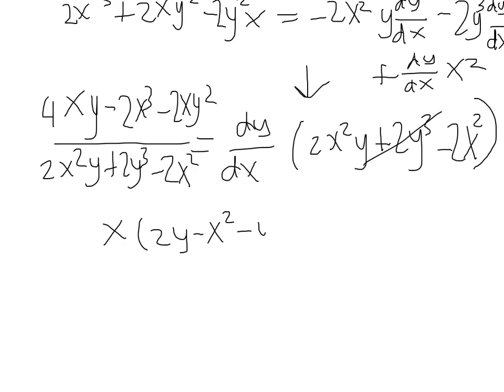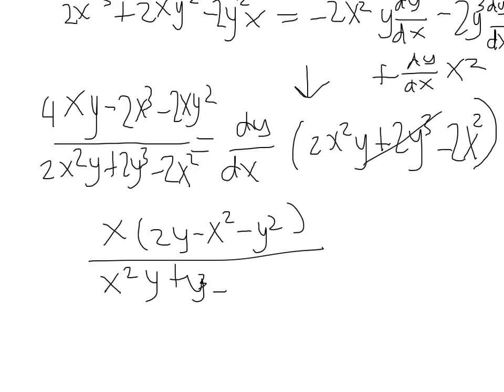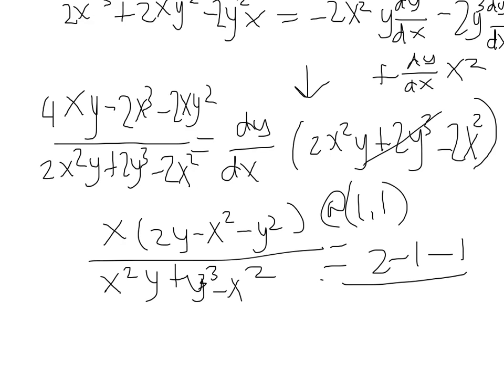So we should get x times (2y minus x squared minus y squared) over x squared y plus y cubed minus x squared. That's a cubed. Then we're going to plug in our 1 and 1. Don't forget our initial condition, that's pivotal. So we're going to get a 2 minus 1 over 1 plus 1 minus 1. So we're going to get a 0 over 1, which is just a 0.